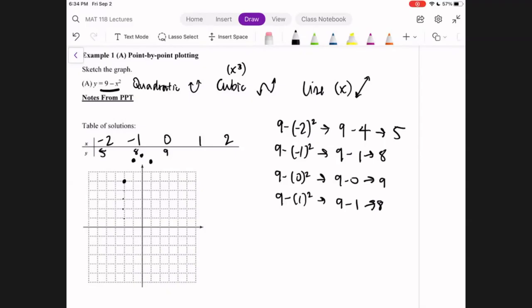Okay. And then likewise a 2. 9 minus 2 squared will give me a 4, which will give me a 5. Okay, so you see there is some sort of symmetry going on here that we can see. If we plot everything together, we know it looks like this. Okay, so it looks like a quadratic. So this is plotting by, you do as many points as you want here, but we're only going to do 5. Usually -2 to 2 works.